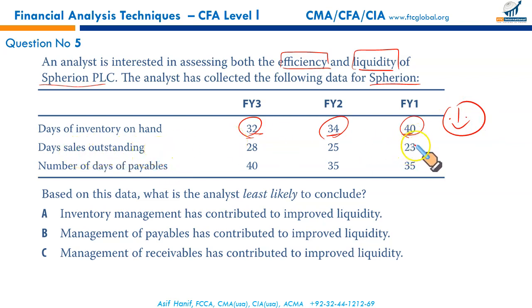Days sales outstanding. First you collected your receivables within 23 days. Now they pay you after 25 days, and in financial year 3, they pay you after 28 days. It means your receivables now are paying you fewer times in 1 year. They are delaying the payment. This is not good for liquidity.